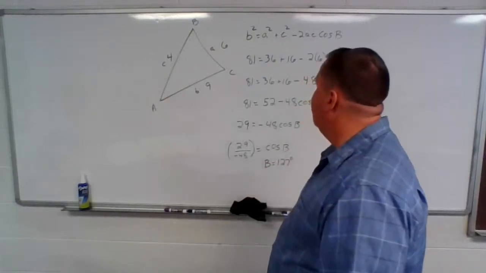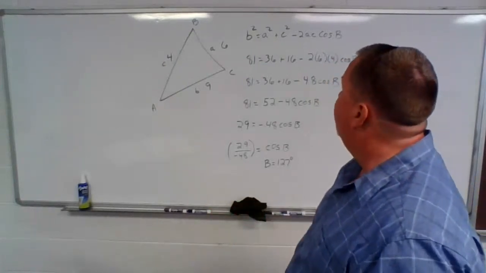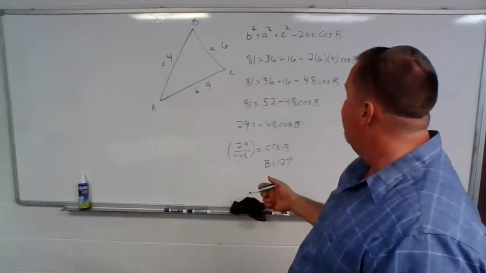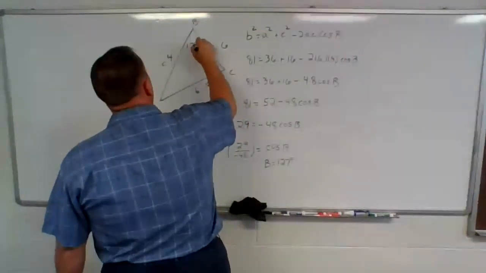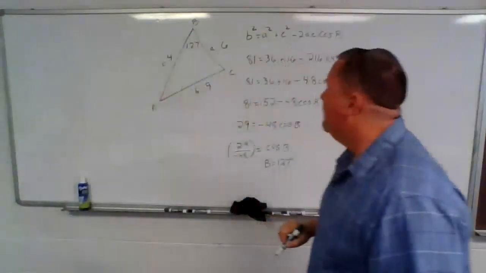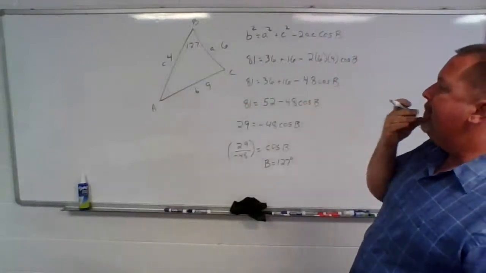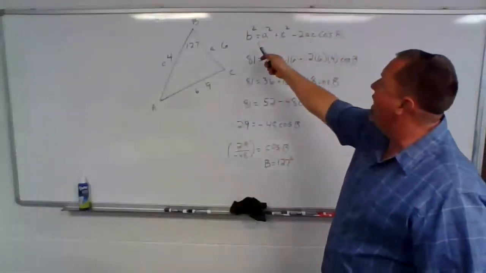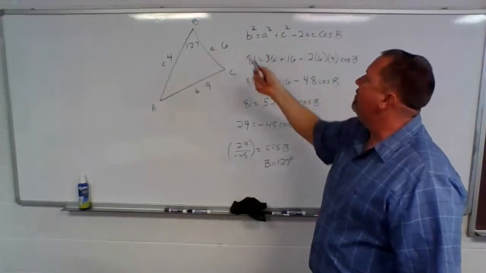Rounded off to the nearest degree. So finally, I used the law of cosines to get one angle. I didn't have any angles. Now I have one: 127 degrees. Remember, I went after my biggest angle. That's an obtuse angle. And I set up the law of cosines, even though I knew this information.